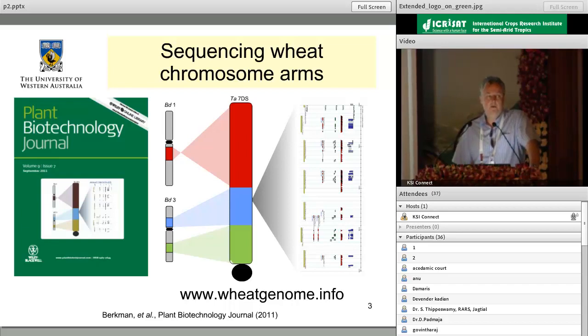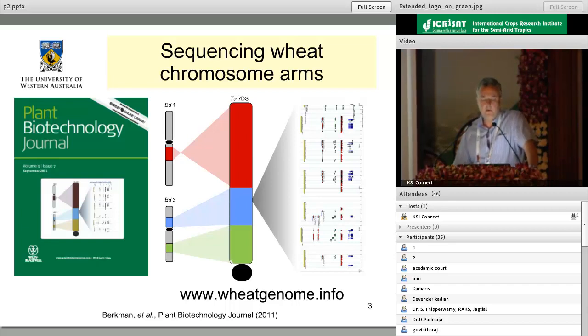But we managed to demonstrate that we'd assembled all, if not nearly all, of the wheat genes on this chromosome arm, and we managed to put more than 50% of them into a synthetic build, and we released all the data and put it on the web. So that was my first foray into wheat genome sequencing. And because we were pretty happy with the results, we carried on and did a little bit more.